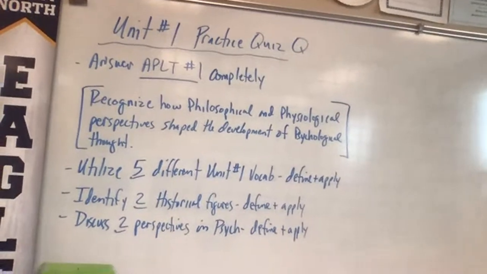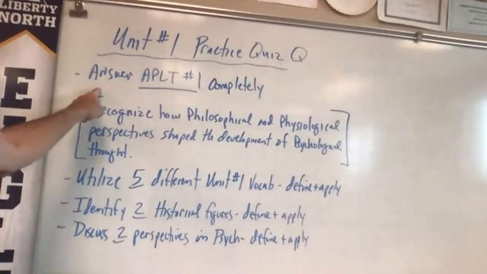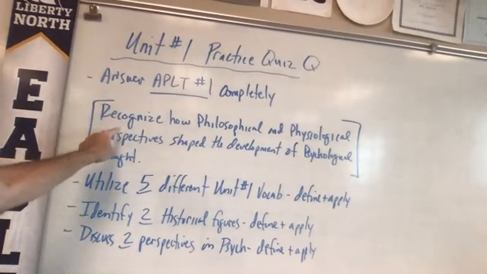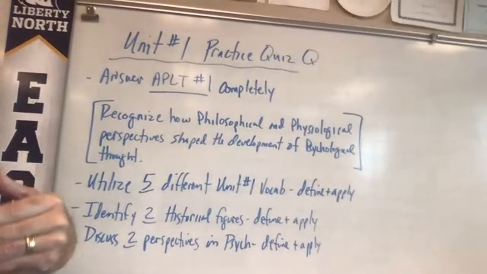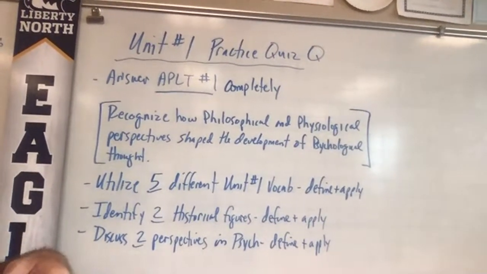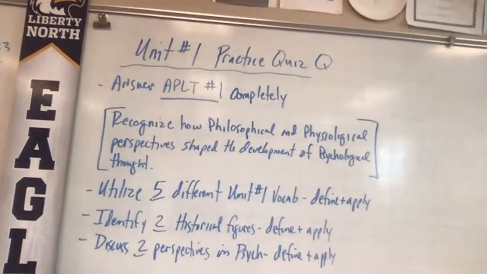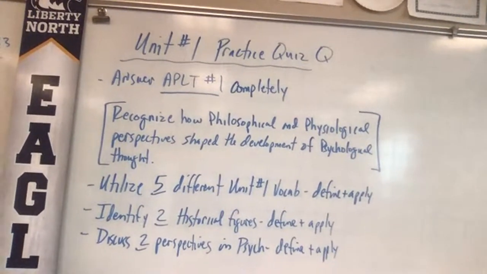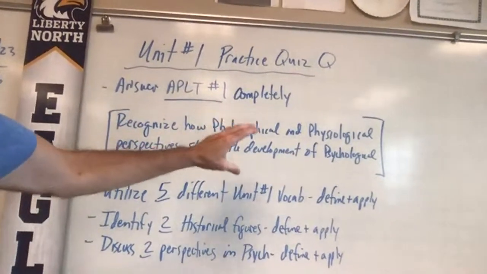Okay. All right. So the first part is going to be to answer the AP learning target completely. Okay. So answer the question or do what they ask you to do. Now, normally I'm not going to include the learning target because you have those on Canvas. You should have those in your AP notebook. Okay. You also have a paper copy on your desk, but just for today, I've got it up here. Okay, so learning target number 1 is recognize how philosophical and physiological perspectives shaped the development of psychological thought.